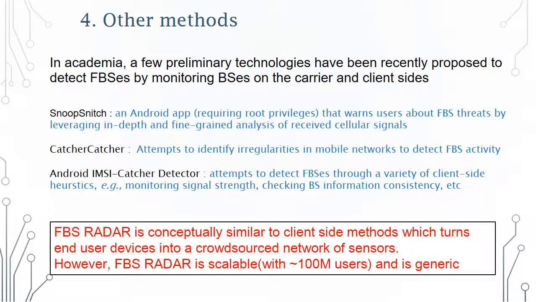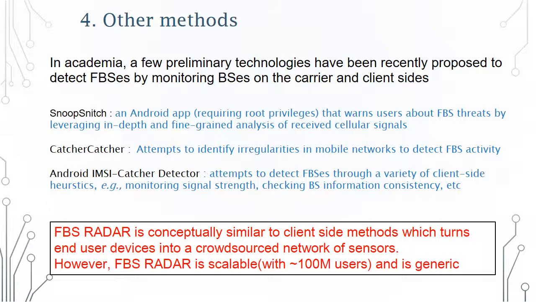In academia, a few preliminary technologies have been recently proposed to detect and locate these FBSs by monitoring the base stations either on the client side or on the carrier side. Some of the popular ones are SnoopSnitch, CatcherCatcher, and Android IMSI-Catcher Detector. All of these methods are based on an Android app running on the client side, which does in-depth and fine-grained analysis of the cellular signals, checking for base station consistency. All of this is done on the mobile side, or it also checks for irregularities at the carrier side.